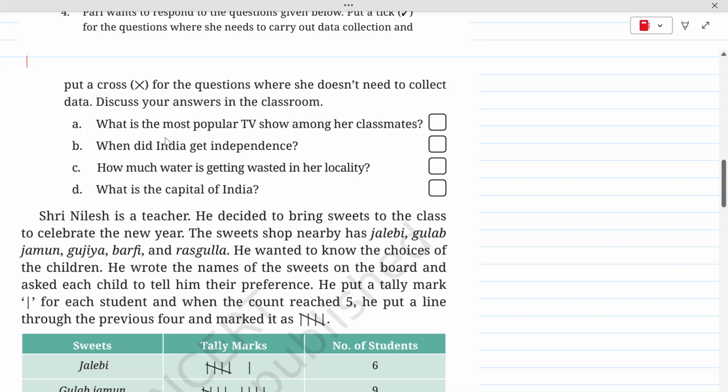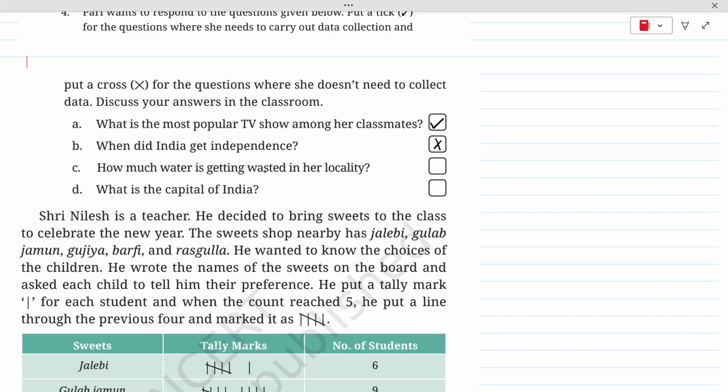Okay, so yes, this is one such activity where she needs to gather the data from the class. So we will put a tick here. Yes, she needs to collect the data. Next is, when did India get independence? Here everybody knows when India got independence, and she doesn't need to check this information from her classmates. She doesn't have to analyze it. This is something which is known. So in this case, she need not gather the data.